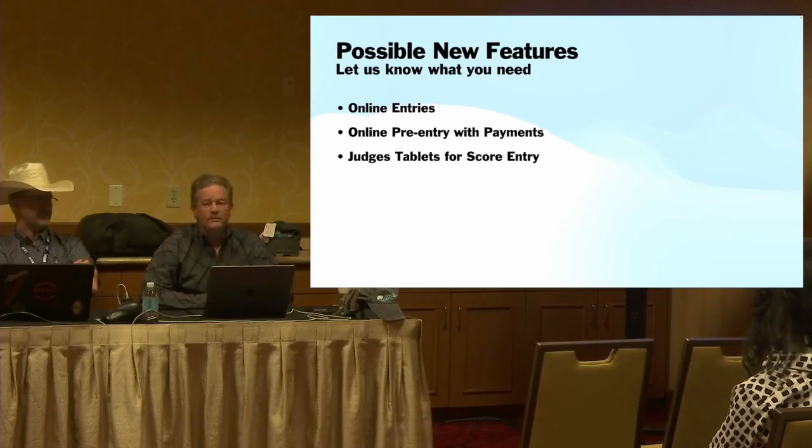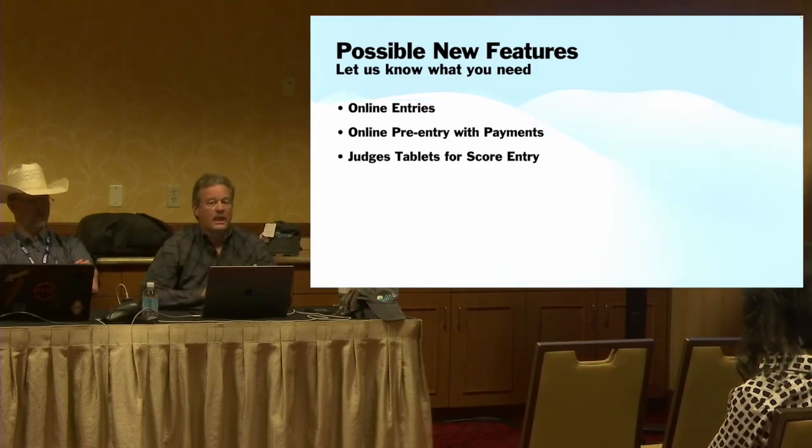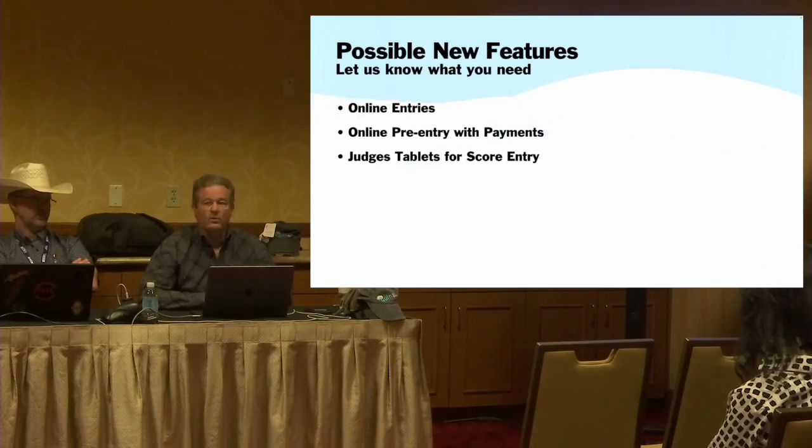We have been discussing some new features. Obviously, we're open to any suggestions that people have, but 3 things that I wanted to throw out. Online entries. We want to look at being able to have basically a sign-up sheet for exhibitors that they can do on their phone. This is not pre-entry checkout. This is I'm at the venue or I'm driving to the venue and I want to put myself in the 50 and being able to do that.